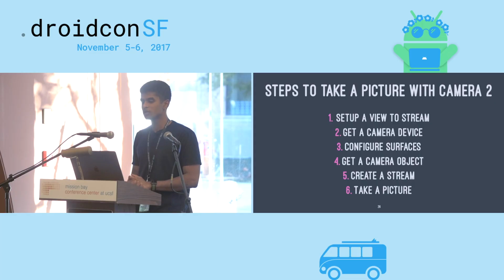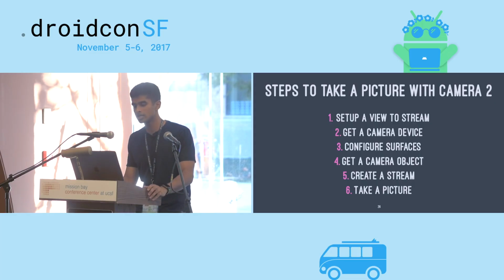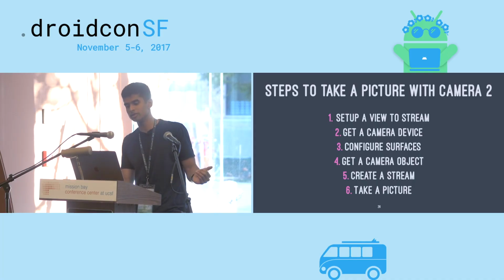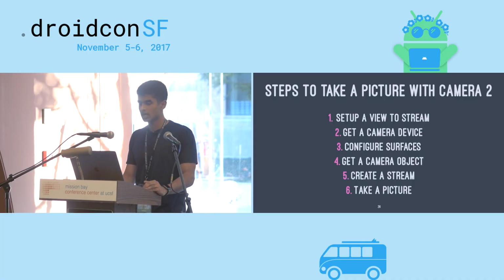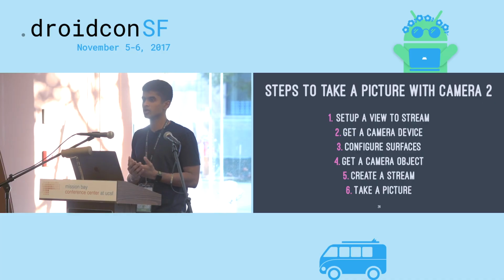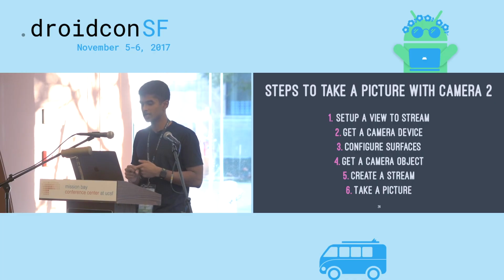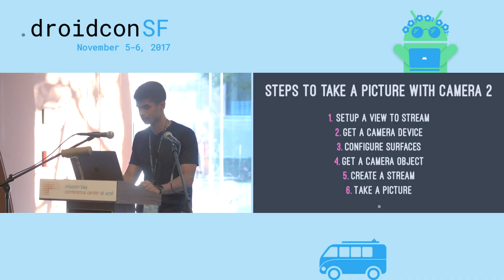So to take a picture, these are basically all the steps that we need to go through. One, we need to set up a view to stream. What I mean by a view to stream is whenever you're pointing at an object, you want to see that on your camera. You're not going to blindly take a picture, so it's showing you the image frames. Then get a camera device, then configure the surfaces to what the camera device can do. Then we need to get the camera object, then create the actual stream, and finally you can take a picture.